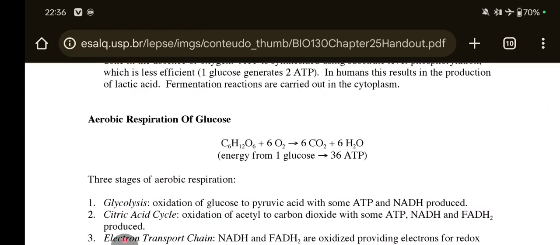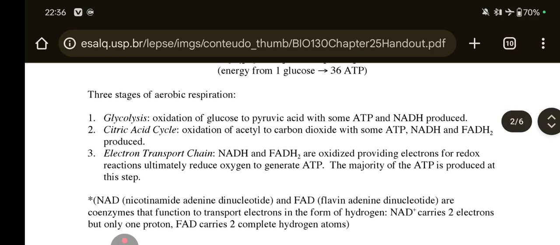Aerobic respiration of glucose. C6H12O6 plus 6O2 gives 6CO2 plus 6H2O. Three stages of aerobic respiration.